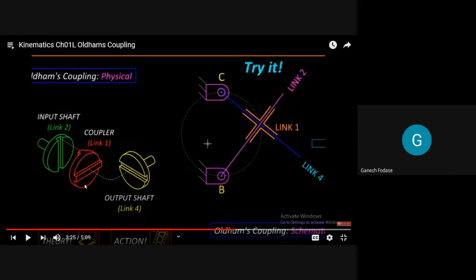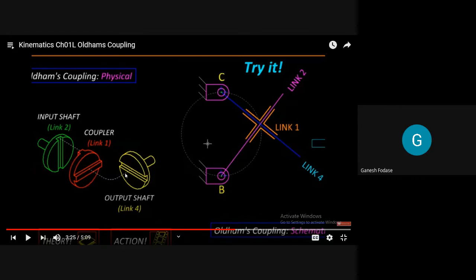Are you getting this? These three elements? Hello? Are these three elements clear or not? Yes, sir. Okay.